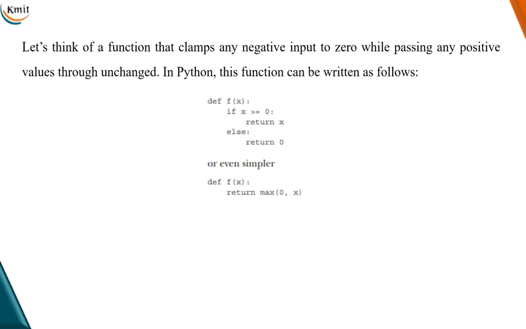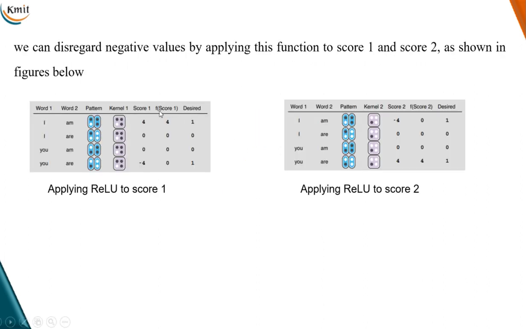In simple Python, we write a function which says define f of x. If x is greater than 0, return x, else return 0. As simple as that. Or even simply we can use the max function and say define f of x, return max of 0 or x. When you apply this, here this f, I am taking two word embeddings, pattern, kernel 1, score 1, and I am applying function of score 1 with which I can eliminate my negative values.